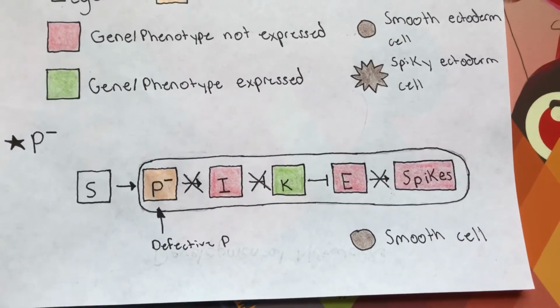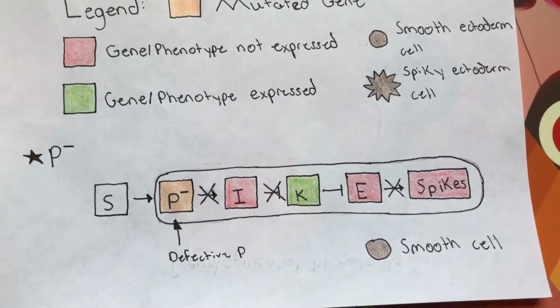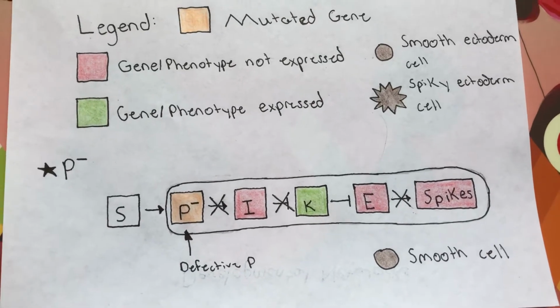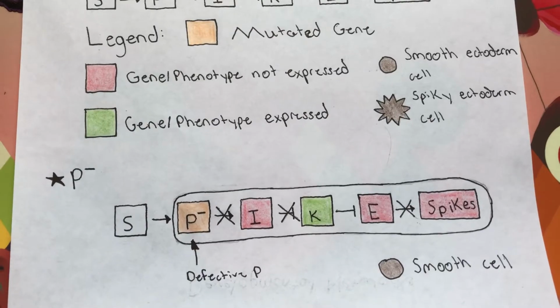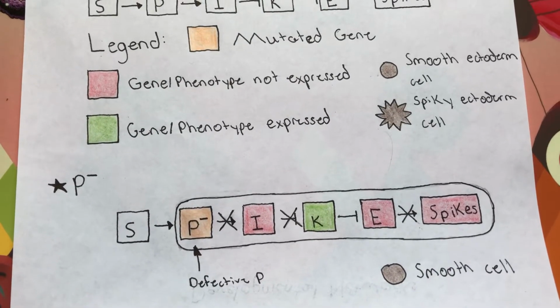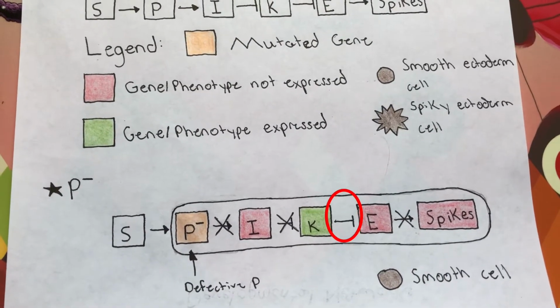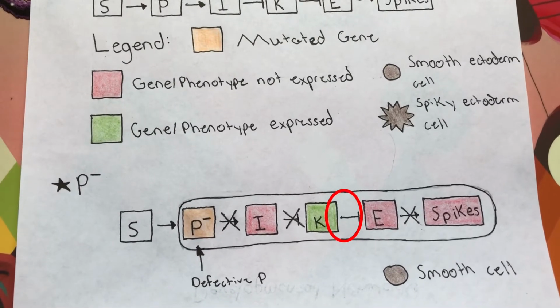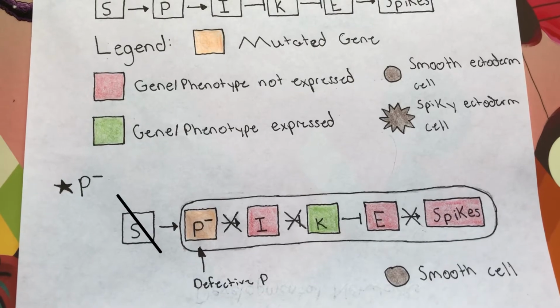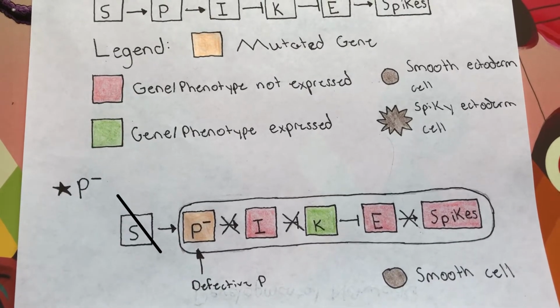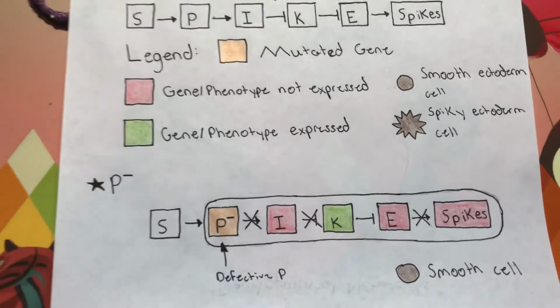Mutations within the genes of these developmental networks can impact the ability of the cell to produce spikes. If a spike cell has a mutation in the P gene deactivating it, it cannot be activated, which leads to I not inhibiting K. K can then inhibit E, which prevents E from activating the formation of spikes, resulting in a smooth cell. I will disregard the genes to the left of the mutation, as the mutated gene will not function regardless of what came before it.